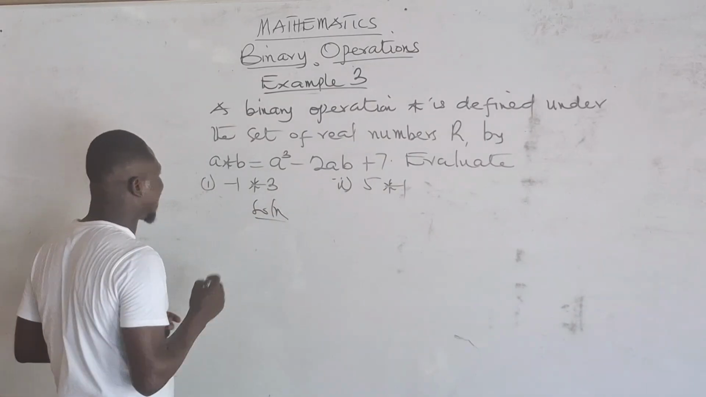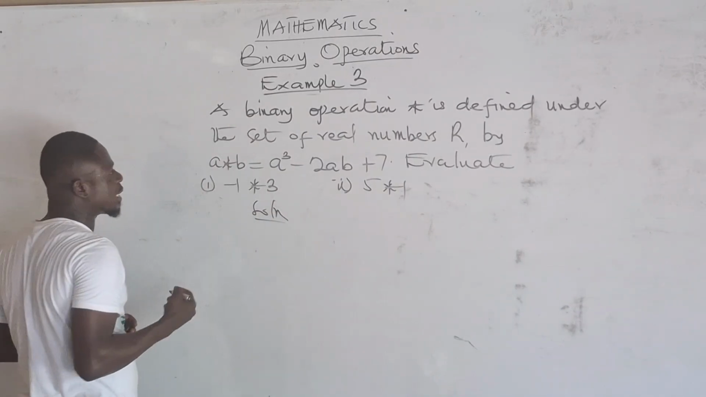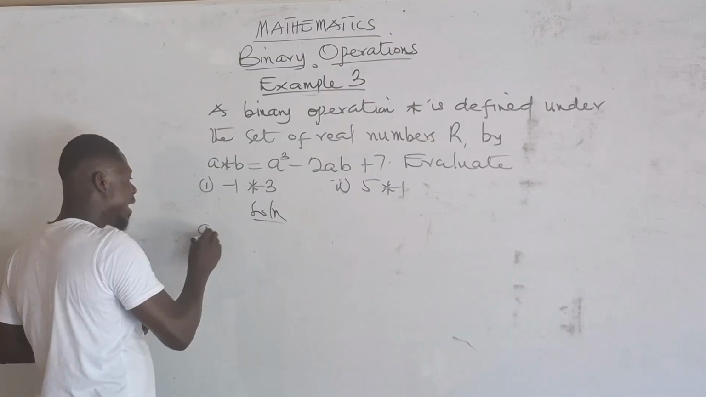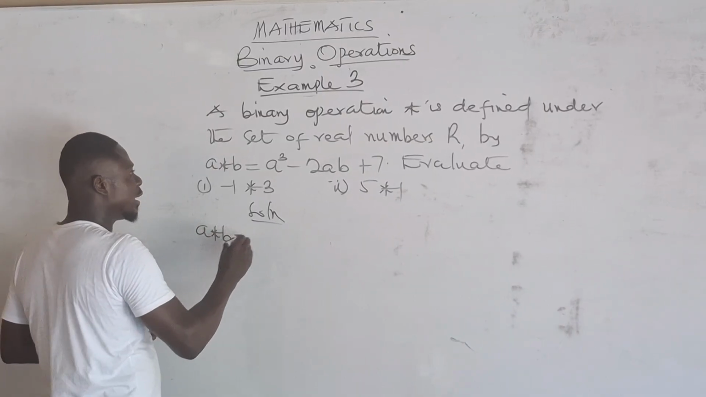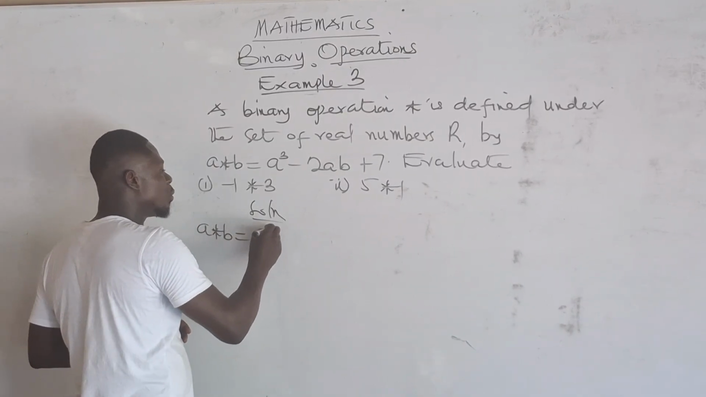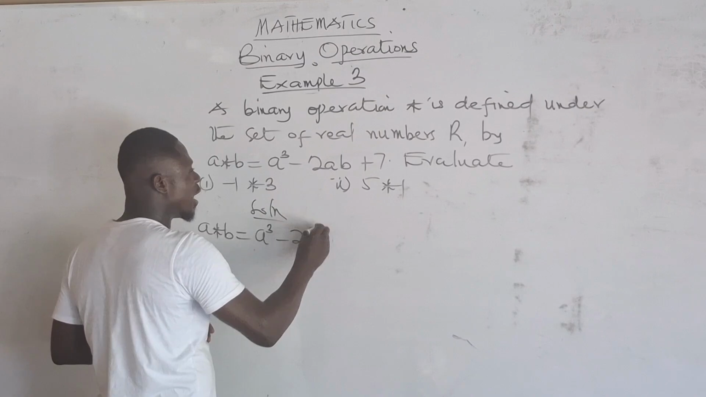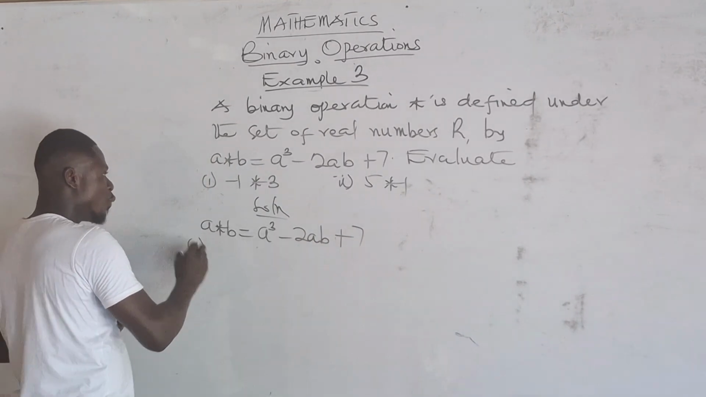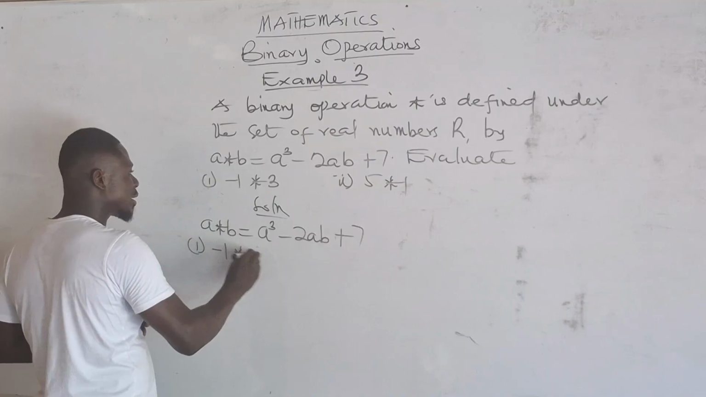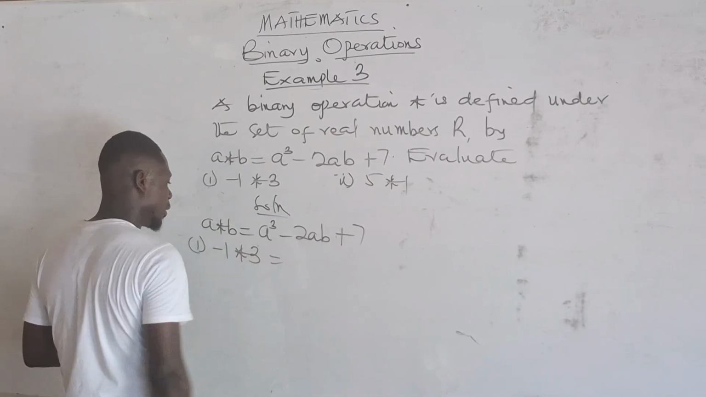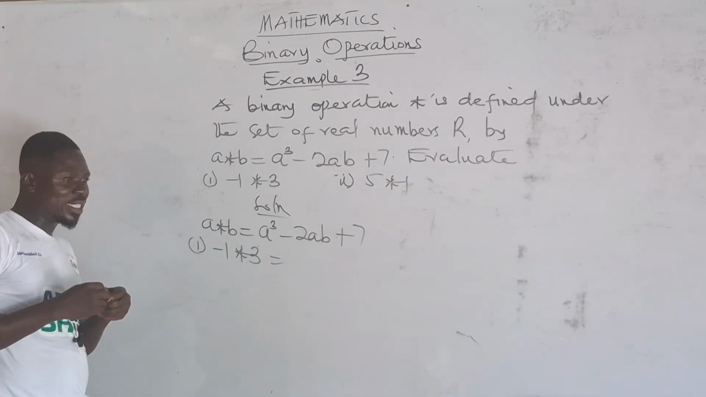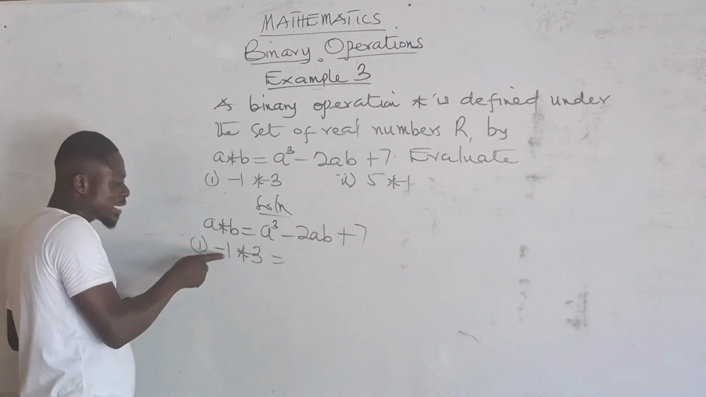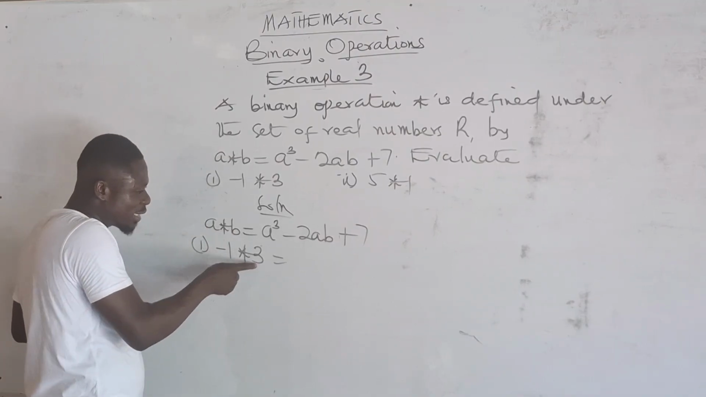Straight away, let's look at the first one. But before that, let's write the rule. A star b is equal to a cubed minus 2ab plus 7. Looking at the I, we have negative 1 star 3. By comparing, we can see that our A is negative 1, our B is 3.